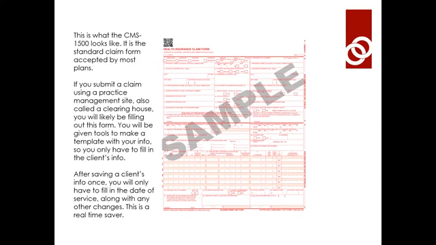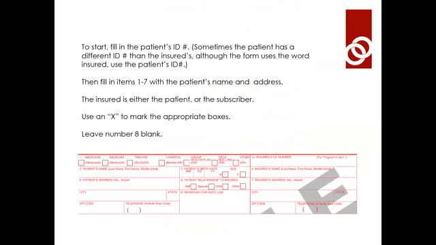This is the CMS 1500. It is the standard claim form used and accepted by most plans. If you submit a claim using a patient management site, also called a clearinghouse, you will likely be filling out this form. You will be given a tool to make the template with your info, so you only have to fill in the client's info. After saving a client's info once, you'll only have to fill in the date of service along with any changes. This is a real time saver. The following slides detail how to fill in the form.